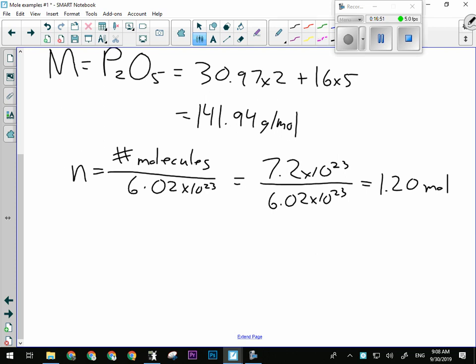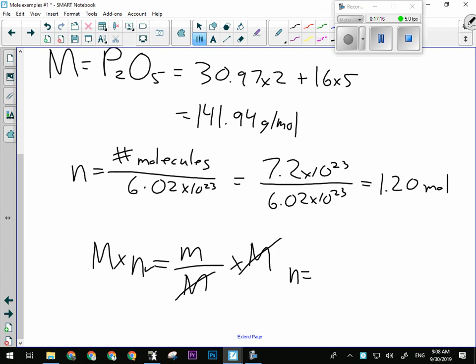Okay, so I've got the number of moles now, and I have the molar mass. So now I can go back to the mole equation, because now I have this one and this one. Okay, so now I want to isolate m. I'm going to multiply both sides by big M. Okay, and that will give me my mass. So I'll plug in my numbers.